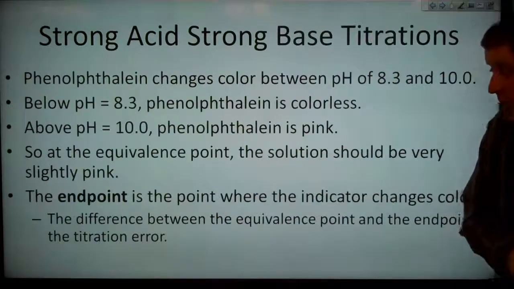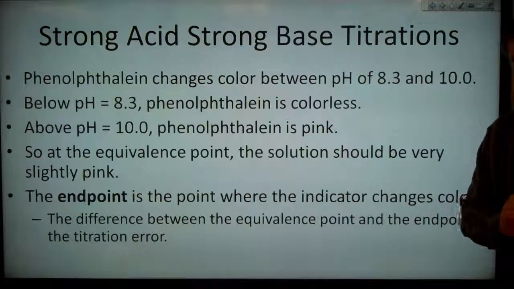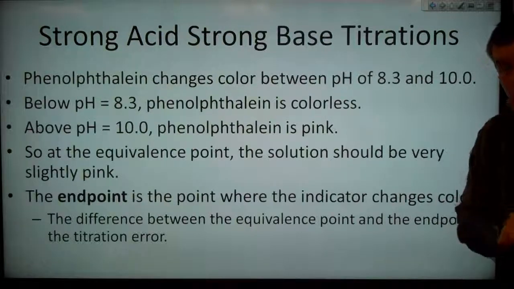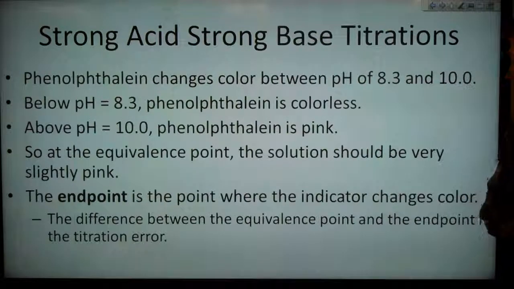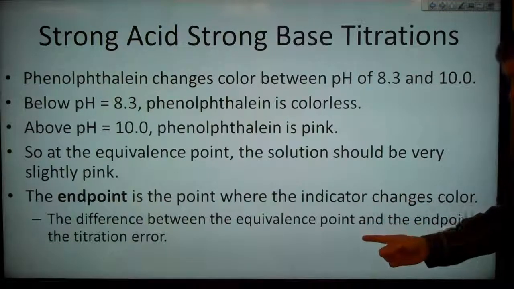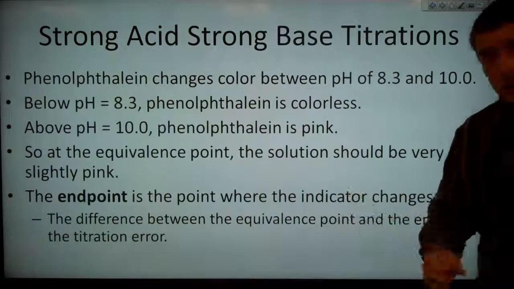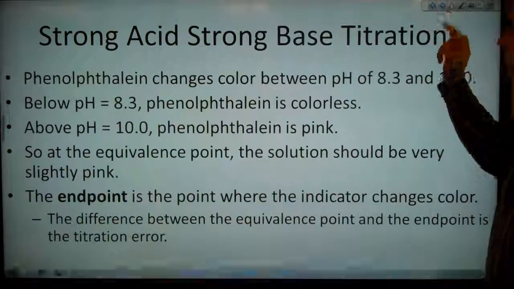So the end point is not the same thing as the equivalence point. Ideally it is, but it's not always in reality. The end point is the point where the indicator changes color. The difference between our equivalence point and our end point is what we call the titration error.